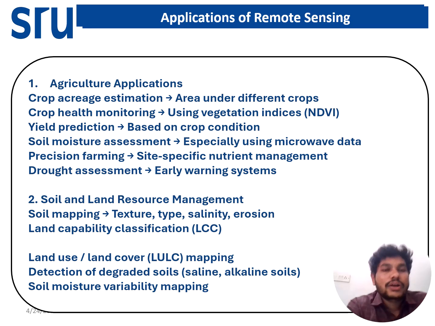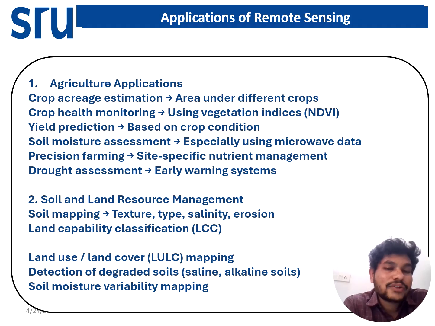So we'll see what the applications of remote sensing are. It is used for crop acreage estimation, or the area under different crops, or to monitor crop health using NDVI indexes. Also used for yield prediction based on crop condition. Used for soil moisture assessment using microwave remote sensing. For precision agriculture we can do site specific nutrient management, and drought assessment, flood assessment also we can do.